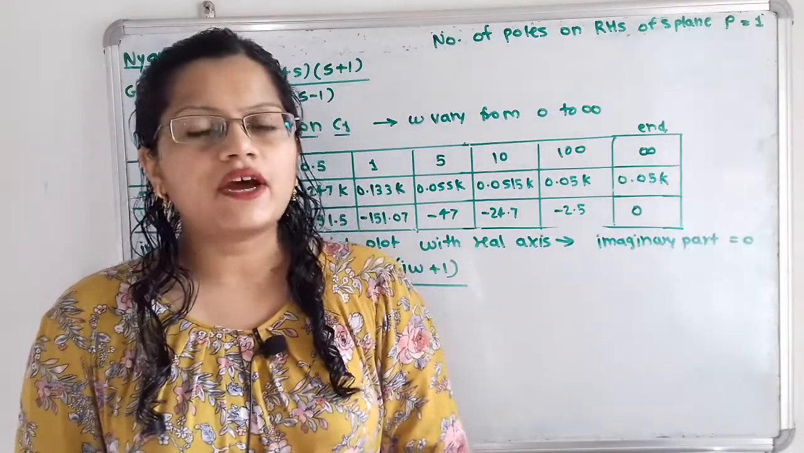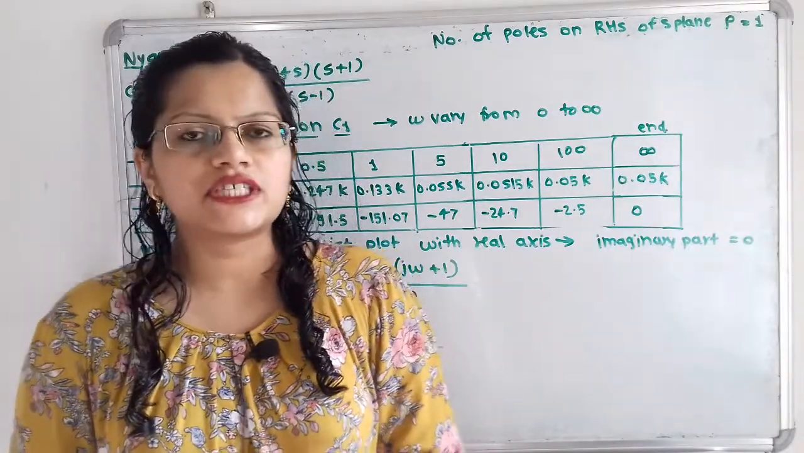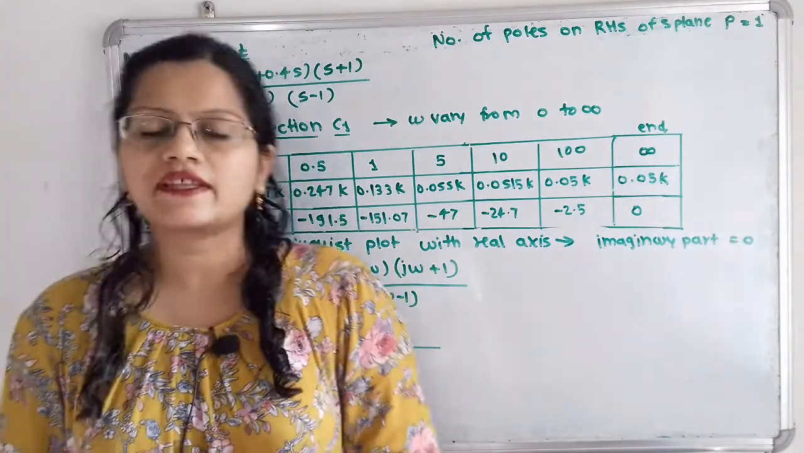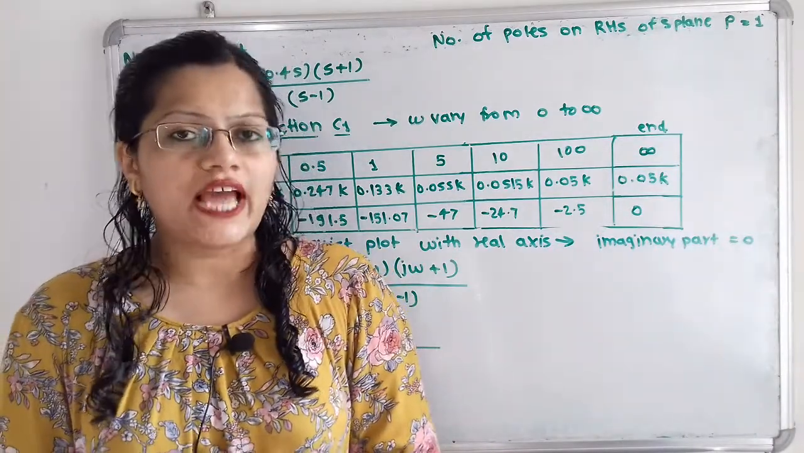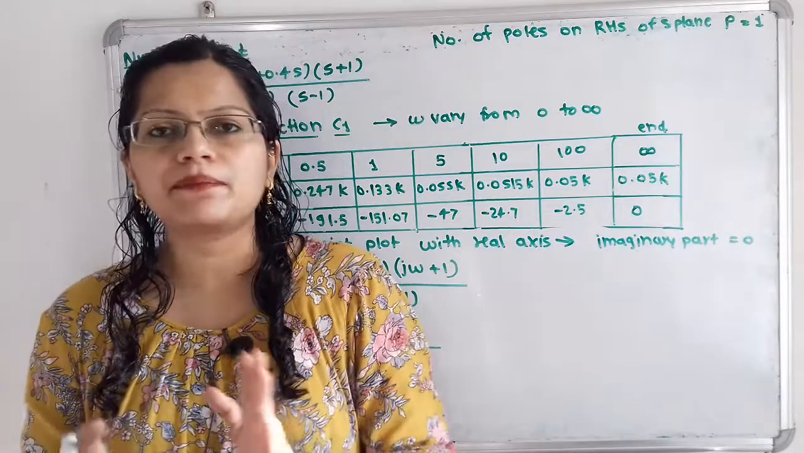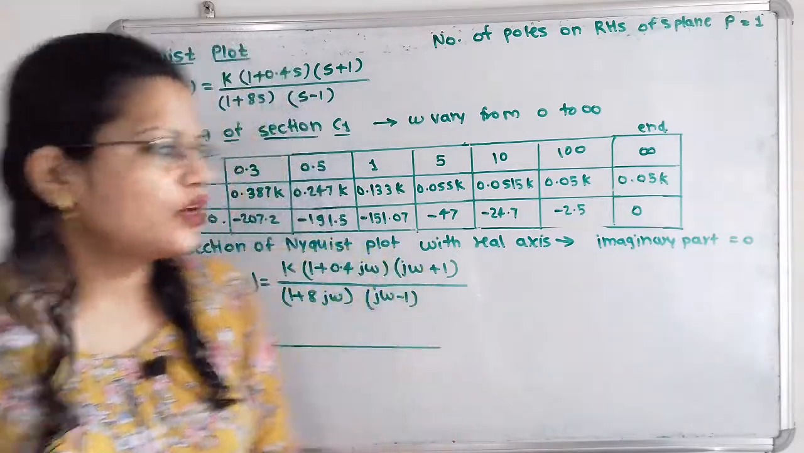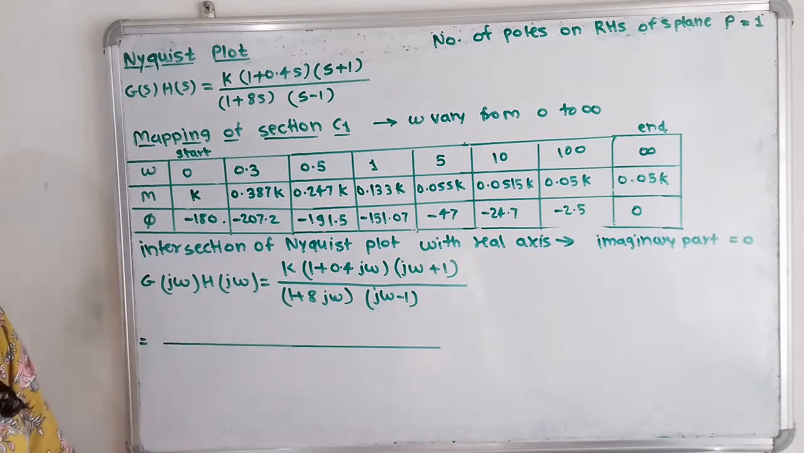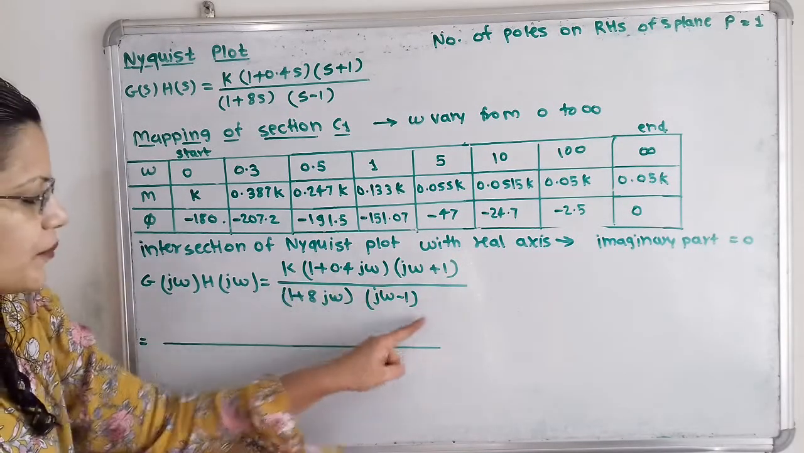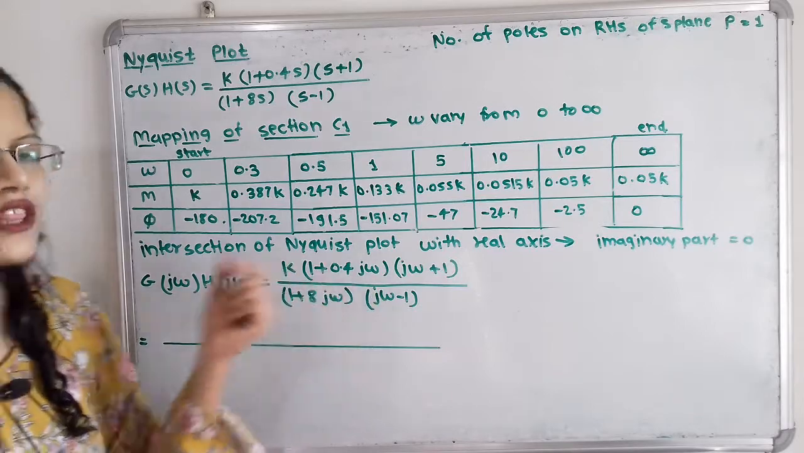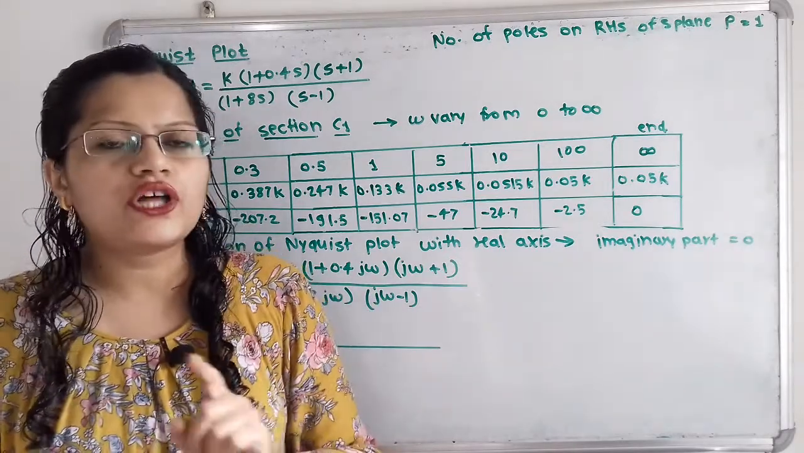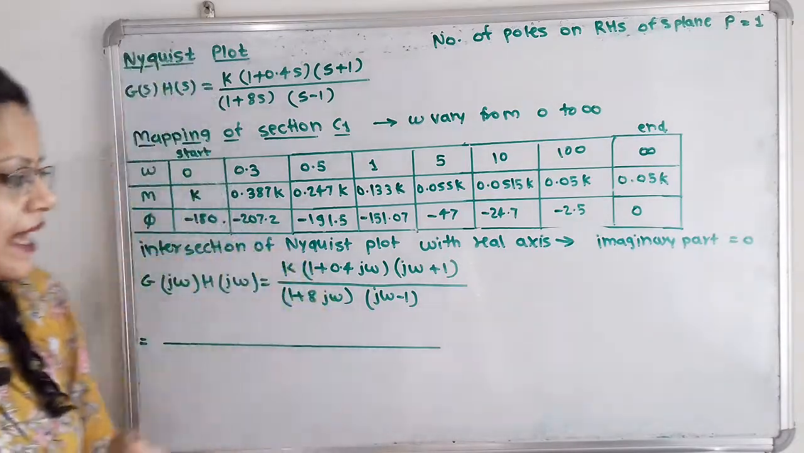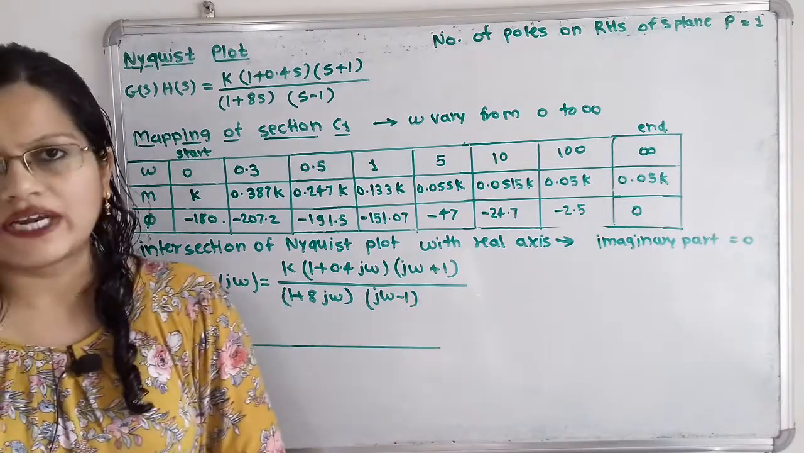Now we will find out the point of intersection of the Nyquist plot with the real axis. For that we have to set the imaginary part equal to 0. In this open loop transfer function we will put S equal to j omega. Now from this denominator we have to remove all the imaginary part. So for that we have to multiply this with the complex conjugate number.